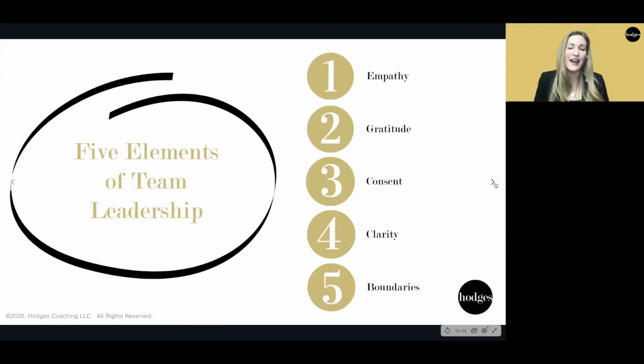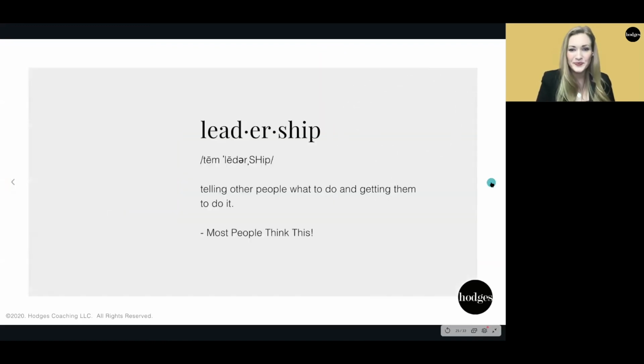So again, the five elements of team leadership. Next week, we start with empathy, then gratitude, consent, clarity, and boundaries. And these are in a very specific order because, from my perspective, you need the first one to build on the next and to really understand it. So hopefully by number five, by boundaries, it will be just like, oh yeah, well duh, that makes sense to me now, even though it didn't 5 weeks ago.